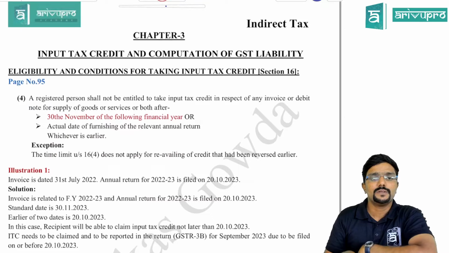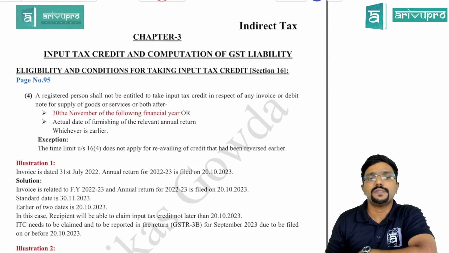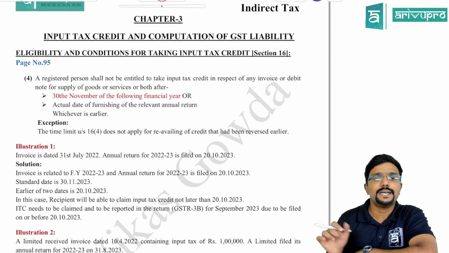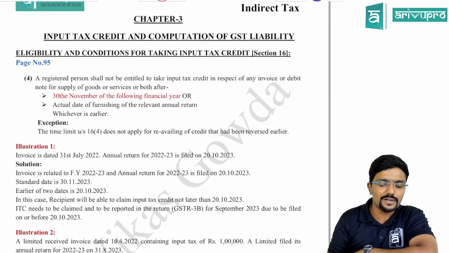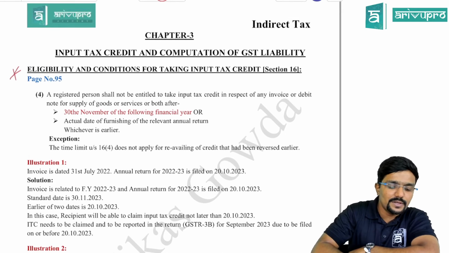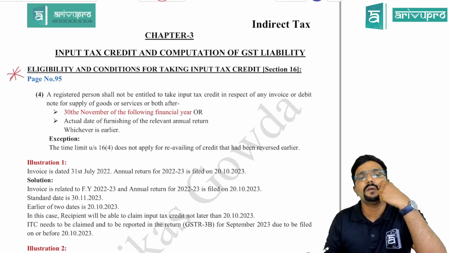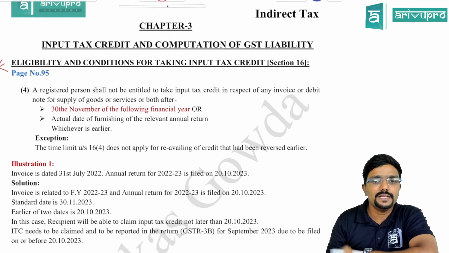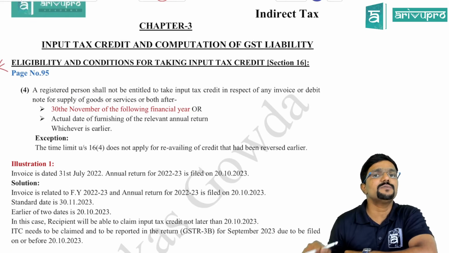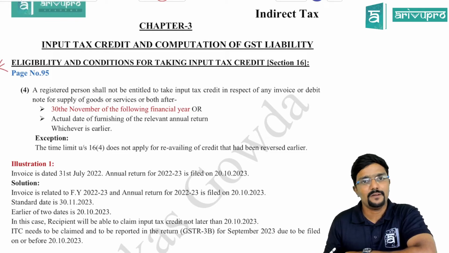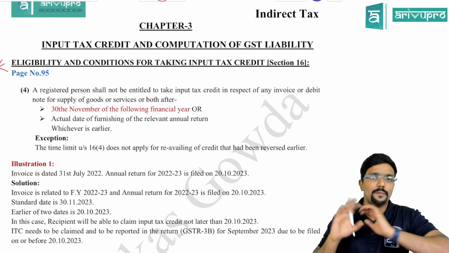Sure. So the next change is with respect to chapter 3, that is input tax credit and computation of GST liability. This is one of the important amendments, guys. That is in section 16. Come to page number 95. In section 16, the amendment is with respect to subsection 4, whereas in the first 3 subsections, there are no amendments.